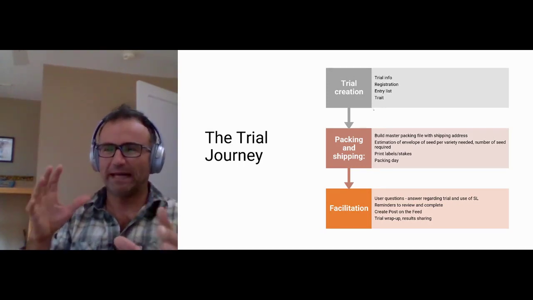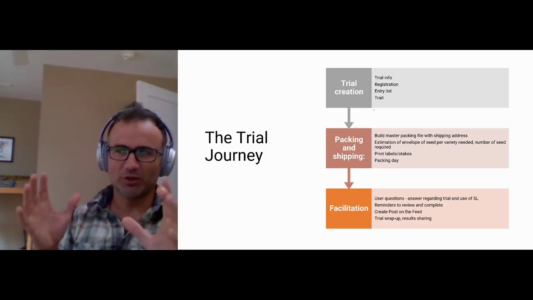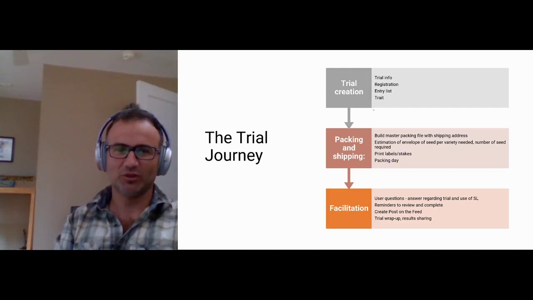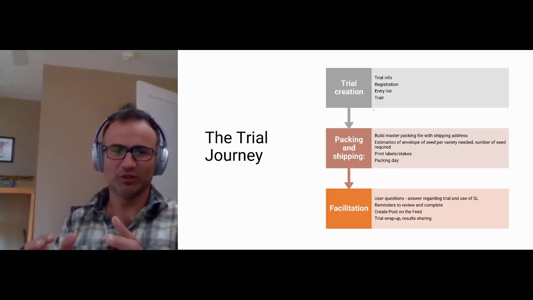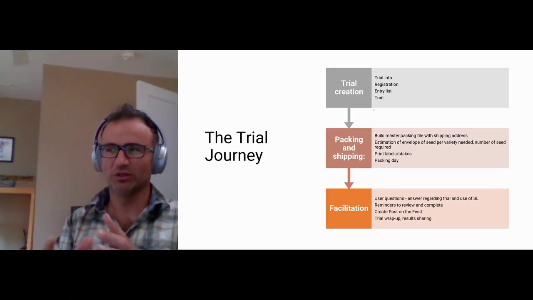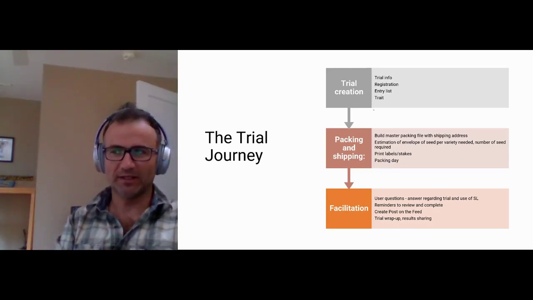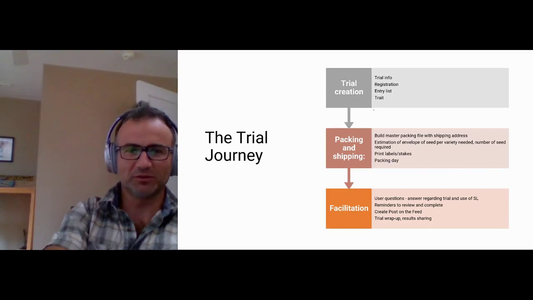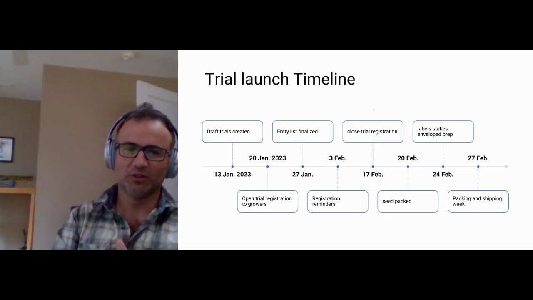And you have packing and shipping, which is a big part where you have all your growers, all your varieties, and now it's time to ship, print labels, send the seed. And then you have a facilitation or management of the trial where you reach out to your growers with instructions, answer questions and reminders, create posts, wrap up, and then at the end you close and have results, and you can share results, look at the results, and so forth. For that, I'm going to take an example of a tomato trial in the northern hemisphere.